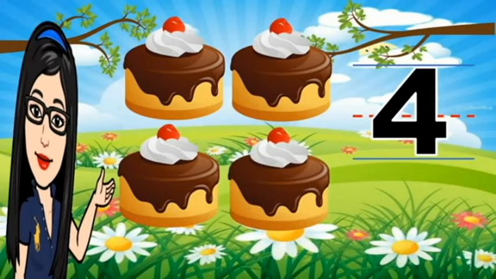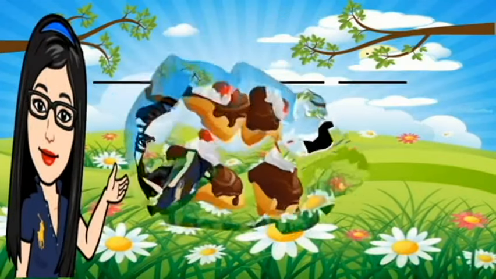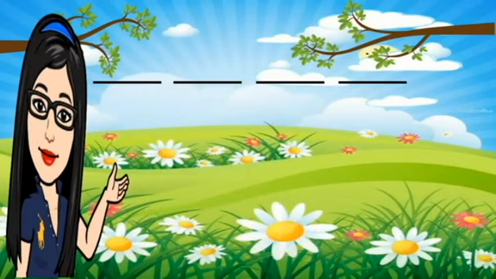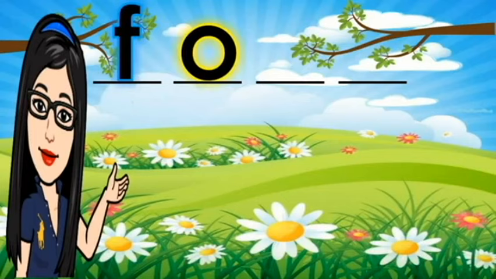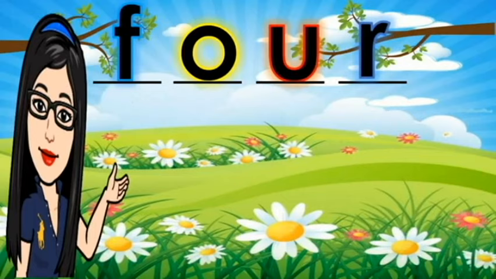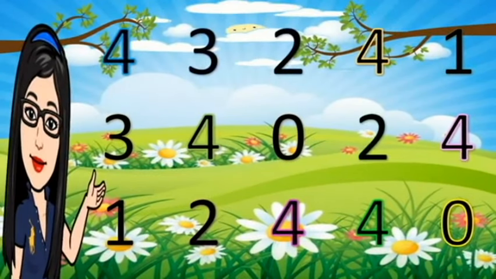Now, this time, let's spell number 4. Listen carefully. How do we spell number 4? F-O-U-R, 4. Okay. This time, we're going to identify and circle number 4. Again, we're going to identify and circle all those number 4.